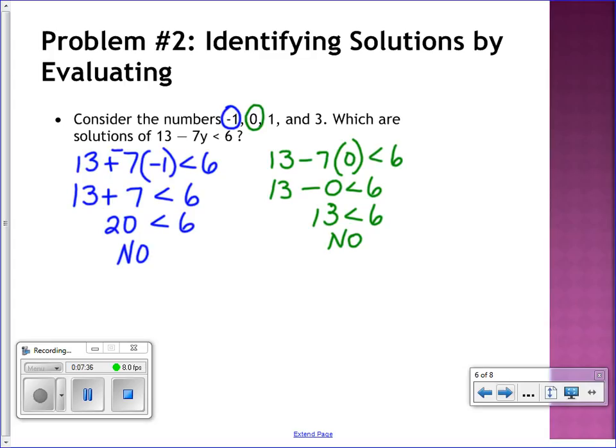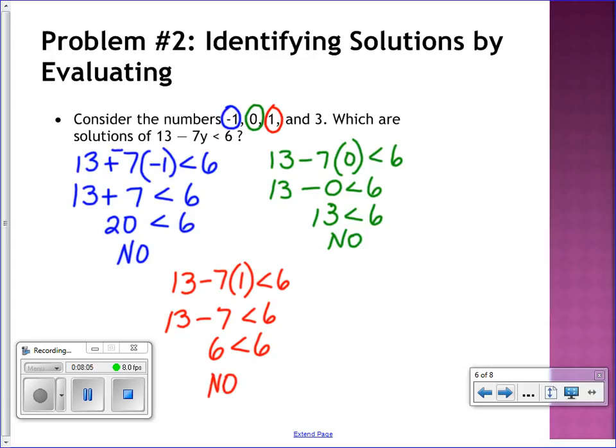Okay, let's take 1. All right, so I have 13 minus 7 times 1 is less than 6. 7 times 1 is 7. 13 minus 7 is 6. 6 is not less than 6. So again, I would have to say no.